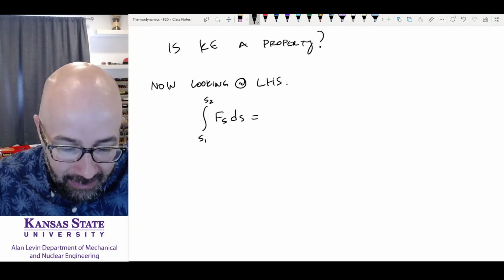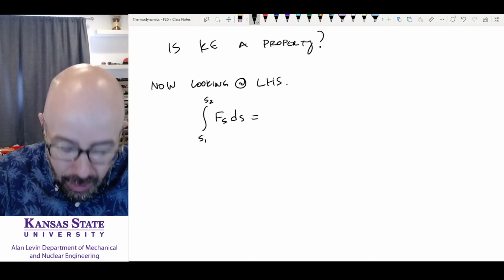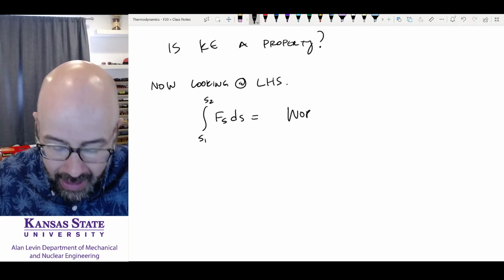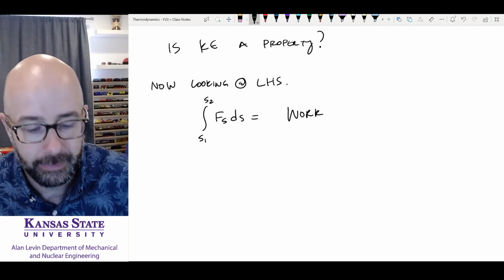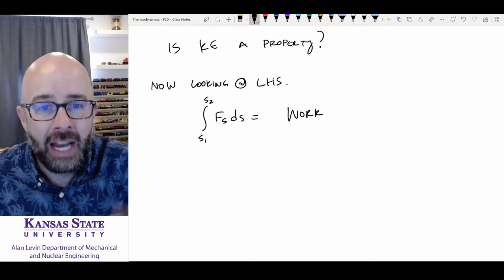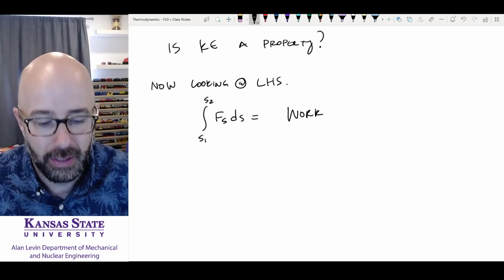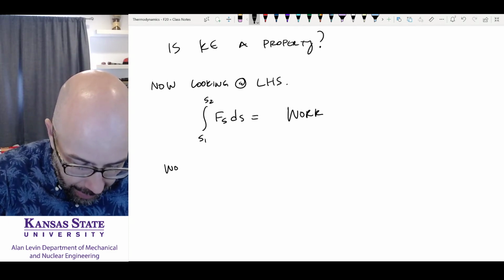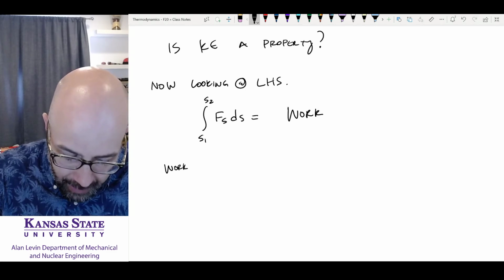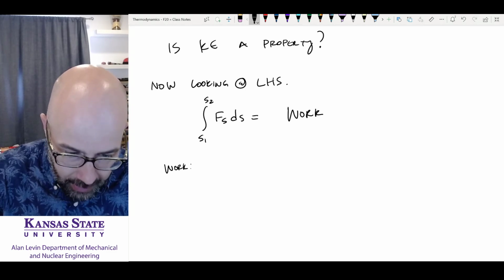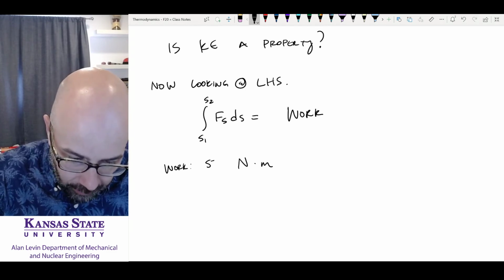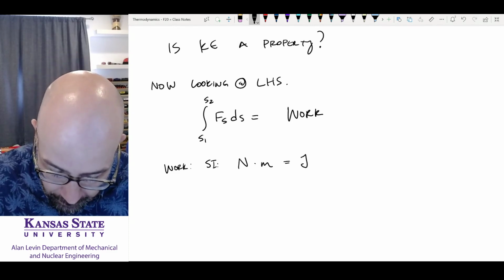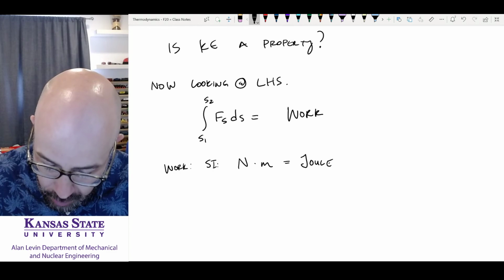This equation here, when we look at this, we're taking force times distance. This is going to give us work. So the left-hand side of our equation is work. This is work transferred to the body from the force. Now let's look at our units here. The force is going to be newtons, the distance is going to be meters in SI. And a newton times a meter is going to be a joule. We're just going to say this is equal to a capital J.